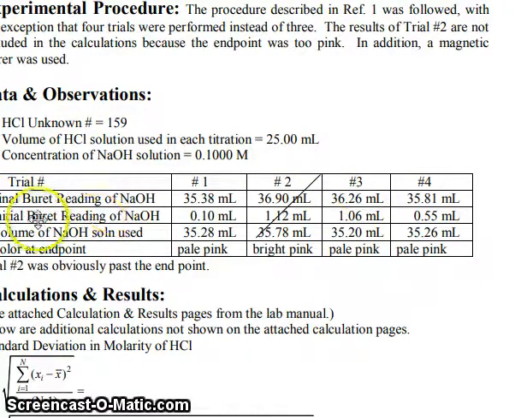Final burette reading and initial burette reading. In the burette you have sodium hydroxide and in your conical flask you have 25 ml of unknown HCl. You don't know the HCl solution. So the volume of NaOH solution used, you see 35, 35, 35, and the color at end point is pale pink, bright pink, pale pink, pale pink. So take the average.